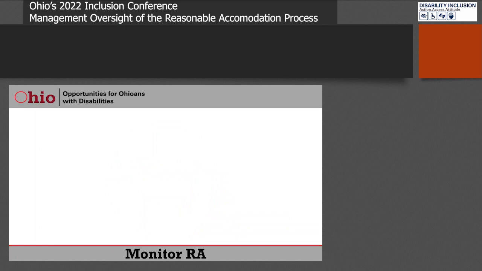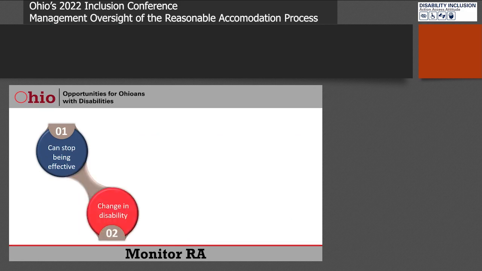Well, Dustin, first, it's important to know accommodations can stop being effective for a variety of reasons. For example, an employee's disability may change, and this could impact whether a different accommodation or an additional accommodation is needed. Or things can change at work with the job's essential functions, the equipment being used, the layout of the environment, or there could be a change in supervisor.